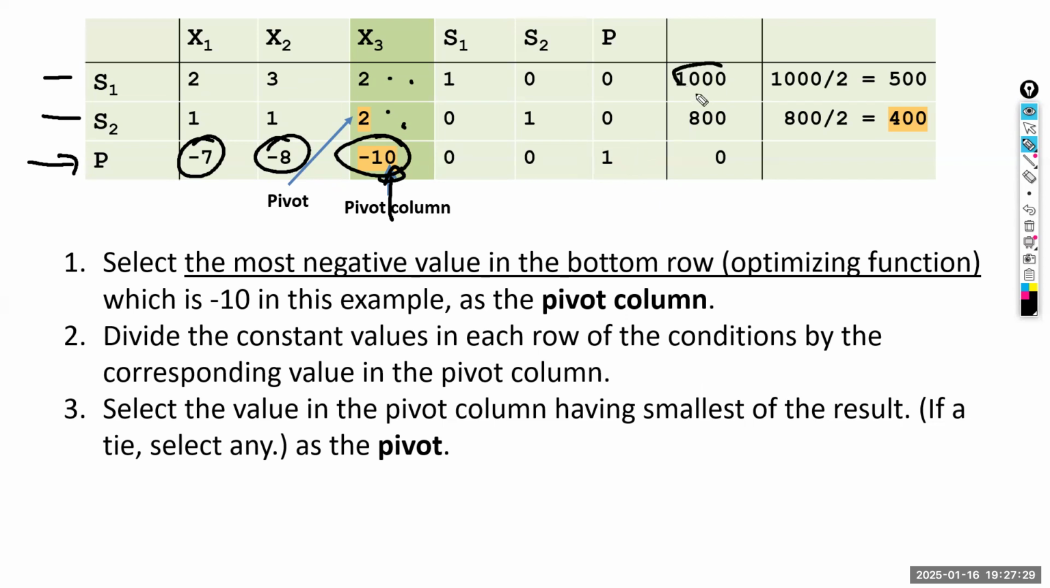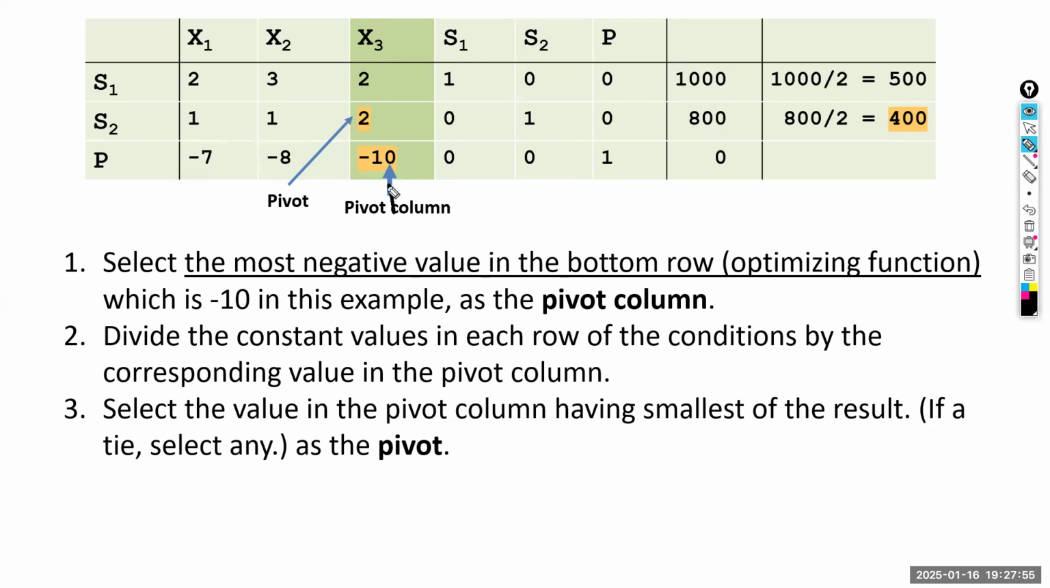Now you have this value, right? Right hand value. Divide the right hand value by the corresponding variable value. Now my pivot column is x3. Its value is 2. 1000 divided by 2 is 500. This one, 800. 800 divided by 2, because this is also 2, is 400. Now look at what is the smaller value. Smaller value is 400, and that is your pivot value.